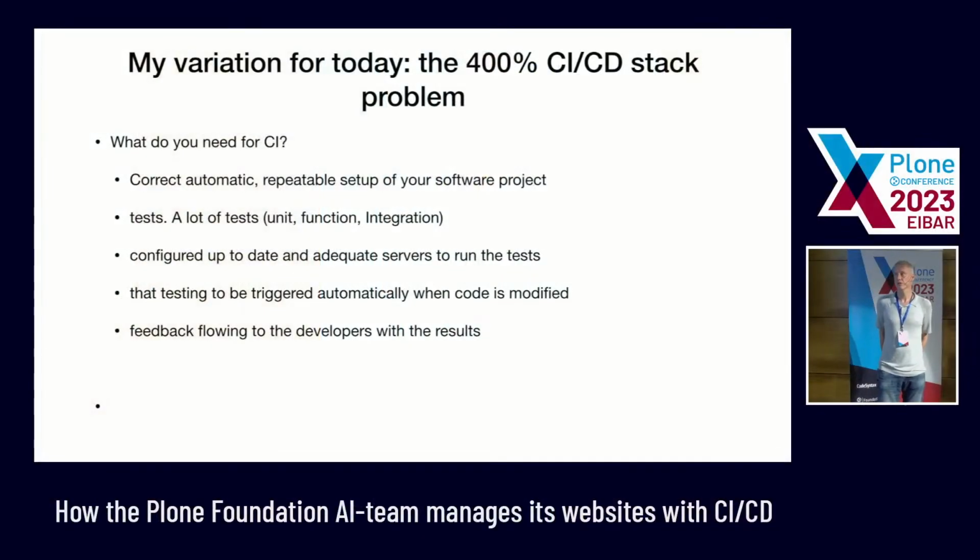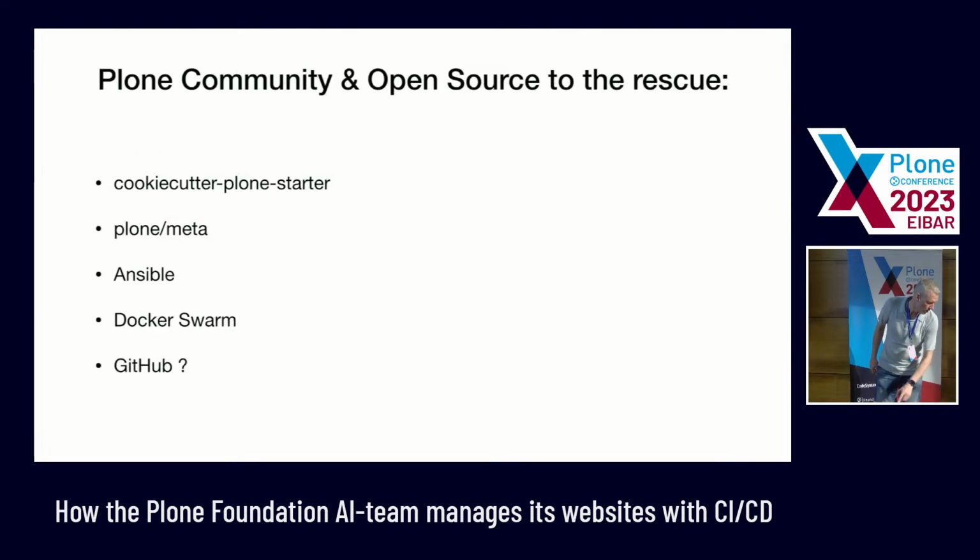So what do you need for continuous integration? Like I said, you need to have an automatic setup of your project. You need to have configured and up-to-date and adequate servers to run all those tests. You need to have a testing platform. The testing needs to be triggered automatically when code is modified, when a developer or system or anyone does something in your code. And then in the end, you need feedback flowing to the developers with the results. And like I said, we're safe by that. That's already there. That's not really my job anymore.